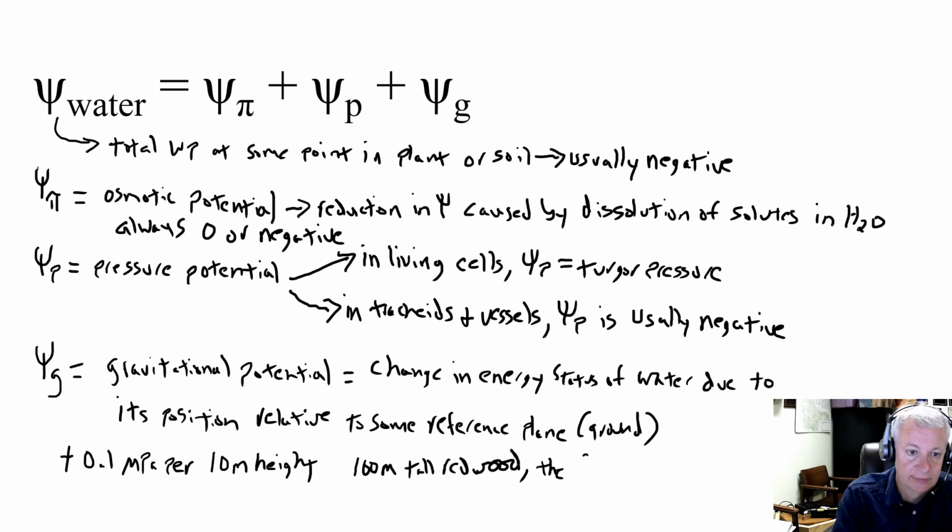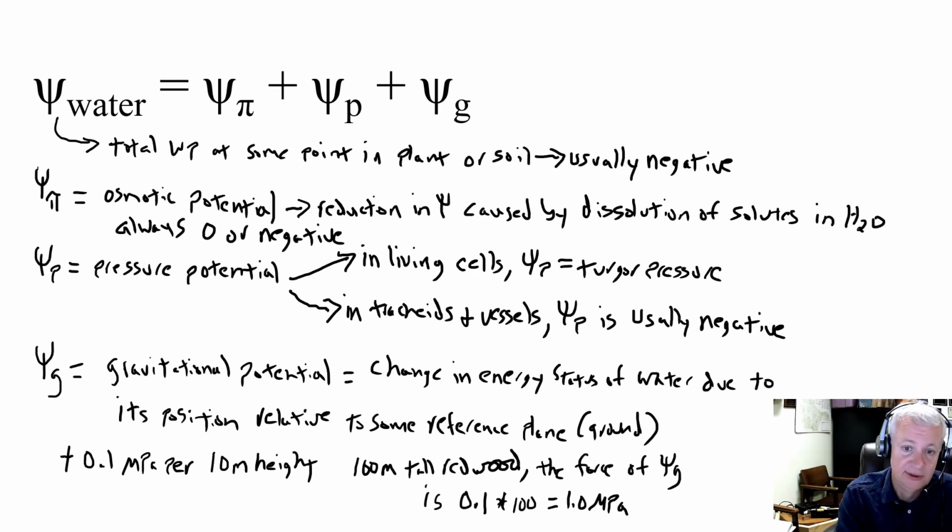the force of psi g alone is 0.1 times 100 meters equals 1.0 megapascals, just due to the effects of gravity. So, in other words, lifting water to the top of a tall redwood requires significant force, 1 megapascal of pulling force just to pull the water that far.